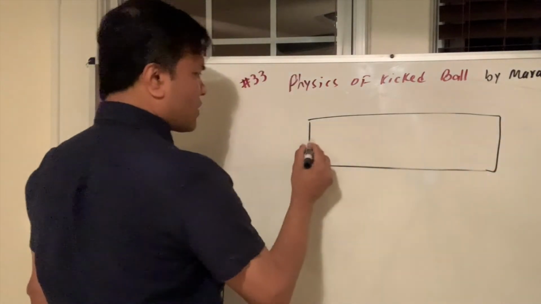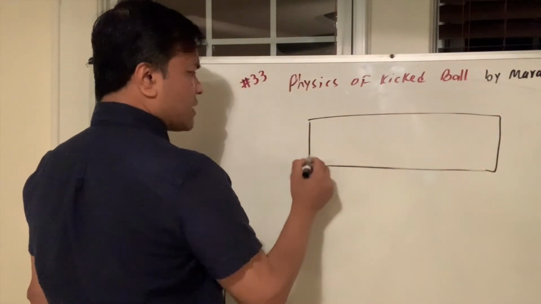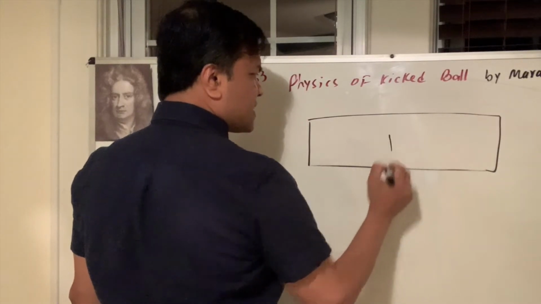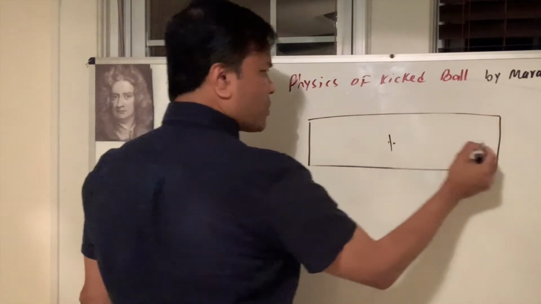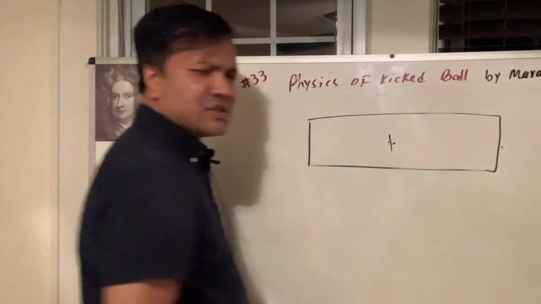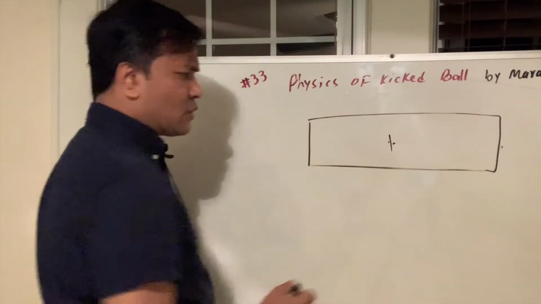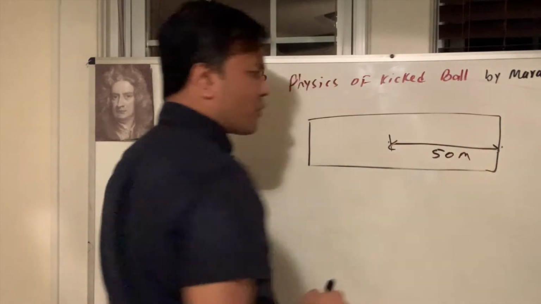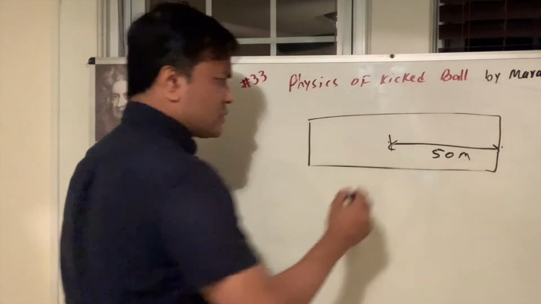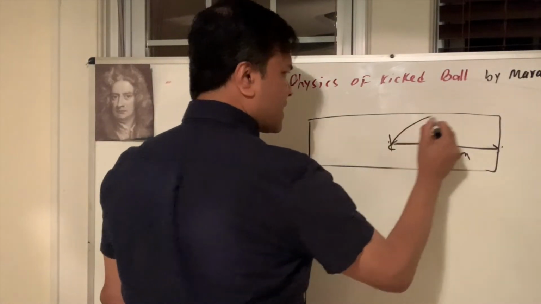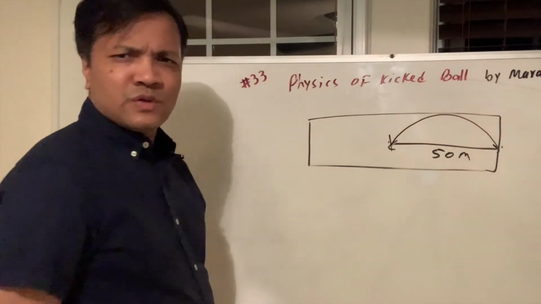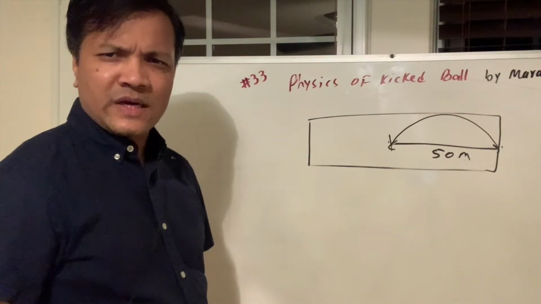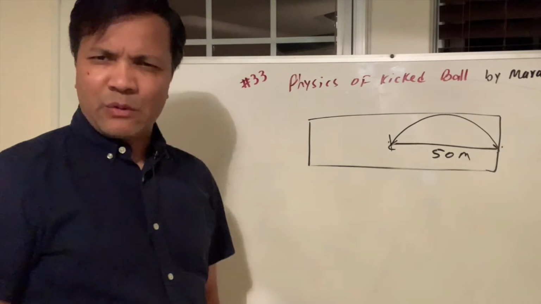All right, so there is a goal post over here, a goal post on this side and a goal post on this side, and this is the center. Maradona kicked the ball from the center and the ball landed at the goal post, which is 50 meters away from the center. So Maradona kicked the ball over here and the ball goes directly to the goal post on the other side, which is 50 meters away from the center.